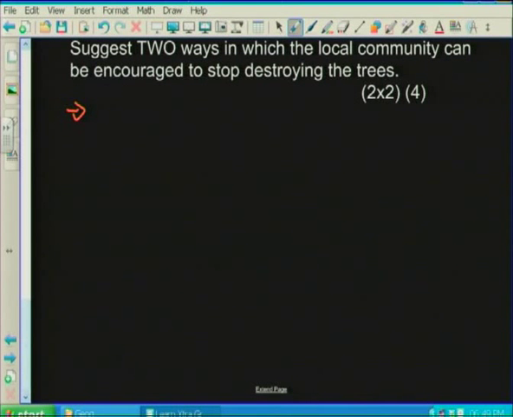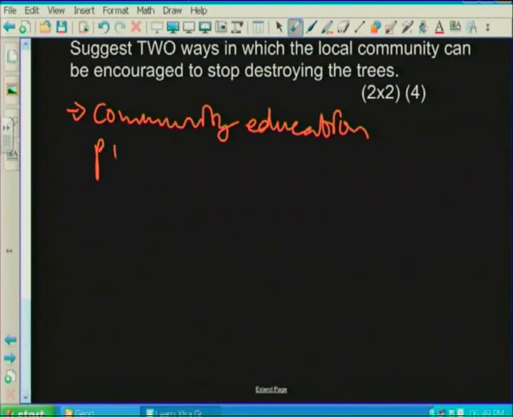All right, so the first suggestion that I'm going to make that the local community can be encouraged to do to stop destroying the trees would be things like community education projects or outreaches. So if we teach people about the value of trees and we show them why it's important to have trees and what value they have for our health and for the environment's health, that could be a good approach, 2 marks. Or you could provide them with alternative sources of fuel.